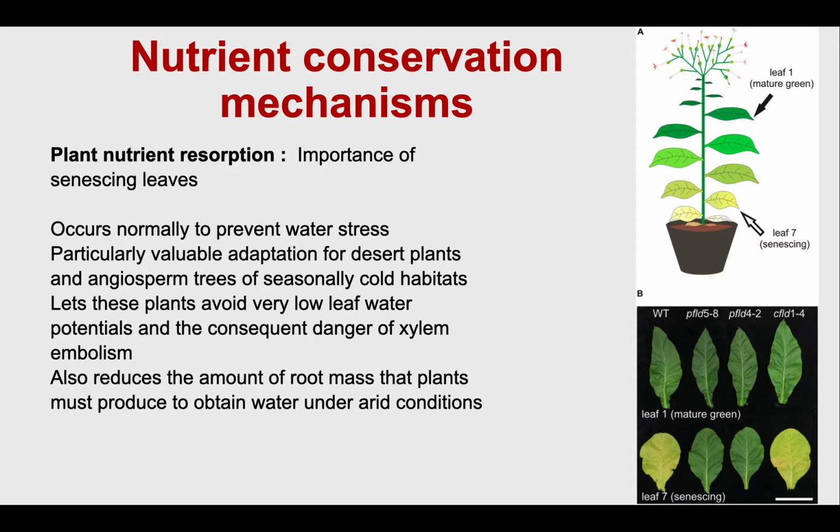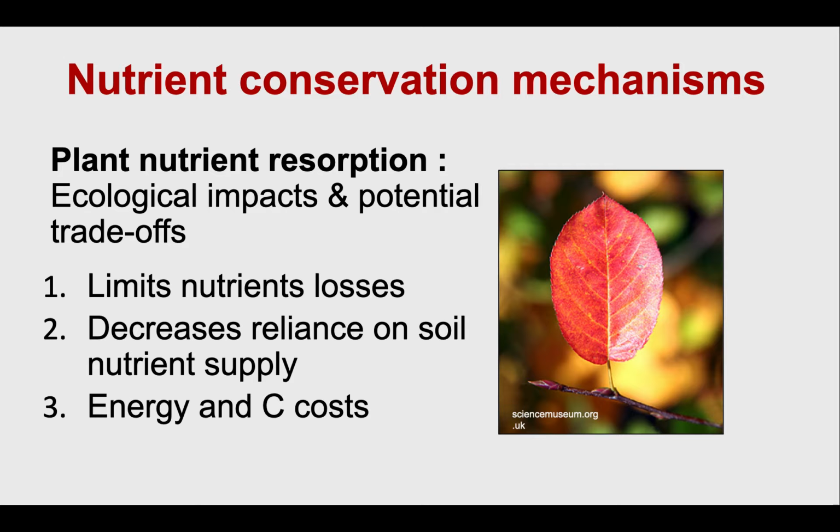But I want to challenge us to think of senescing leaves in terms of nutrient conservation. So, plant nutrient reabsorption. It really helps to limit nutrient loss because we're taking nutrients from the leaves and bringing them back into the plant body. That decreases our reliance on the soil nutrient supply. Once we've gotten those nutrients from the soil, we're keeping them in the plant body. We don't have to seek out more nutrients to replace something that was lost.